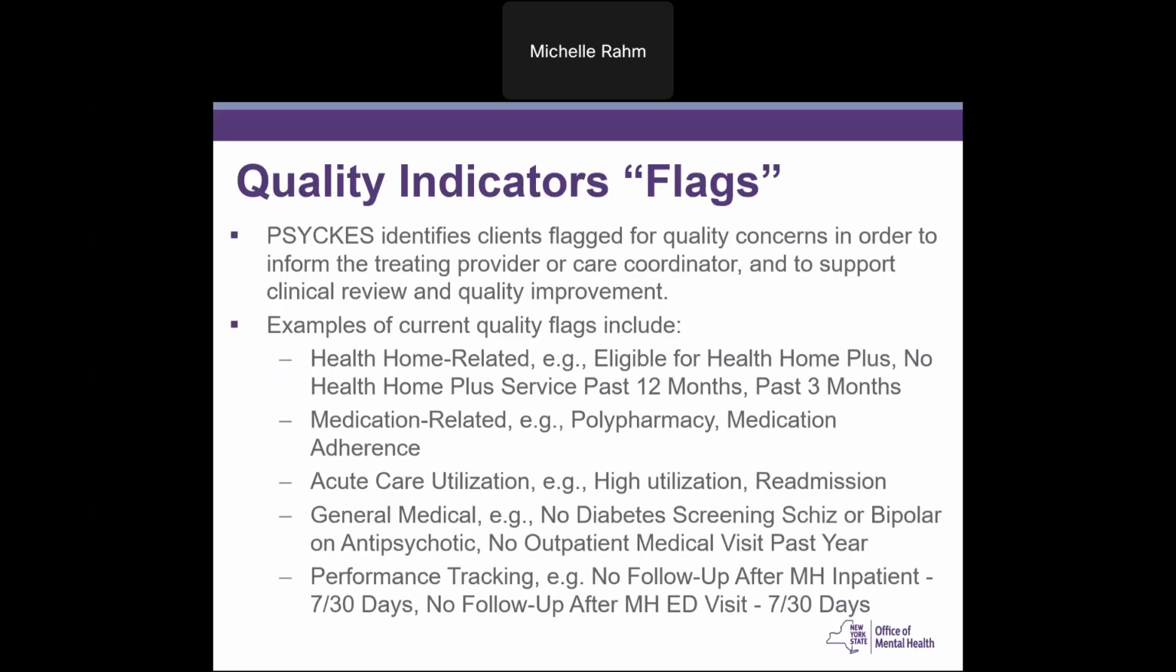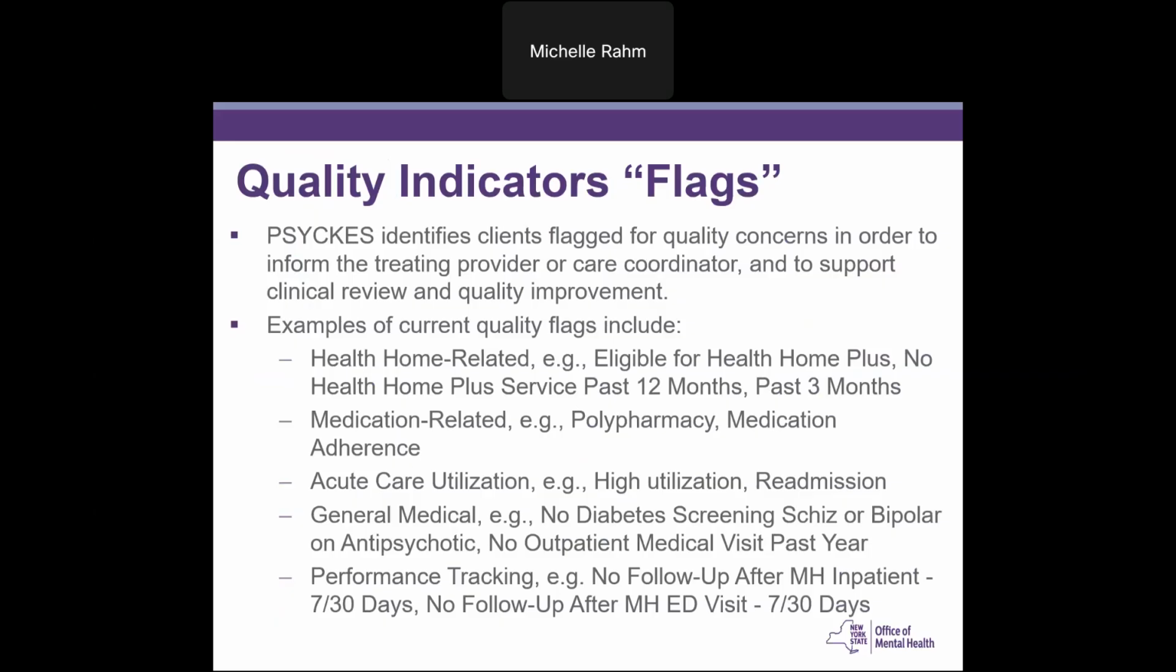We have medication-related flags, so an example of this would be polypharmacy, and an instance of polypharmacy would be individuals who are on multiple antipsychotics or multiple antidepressants. And then we have low adherence flags, and an example of low adherence would be a client who has schizophrenia and started an antipsychotic medication, but they didn't remain on that medication for 80% or more of their treatment period.